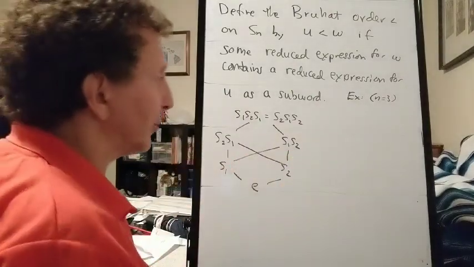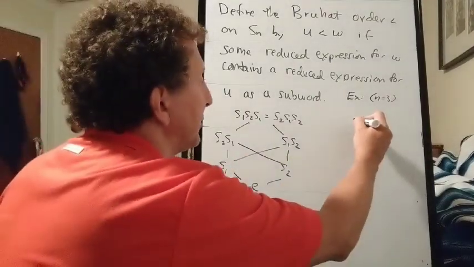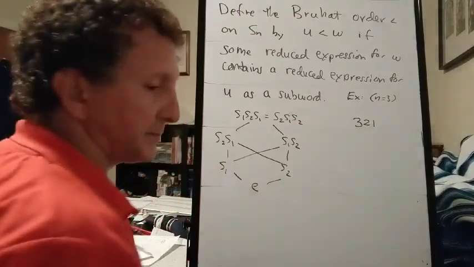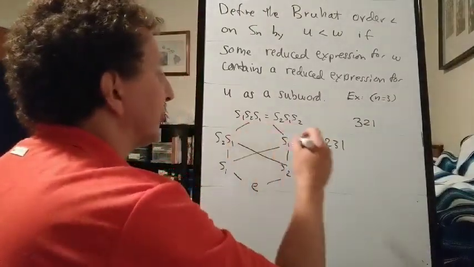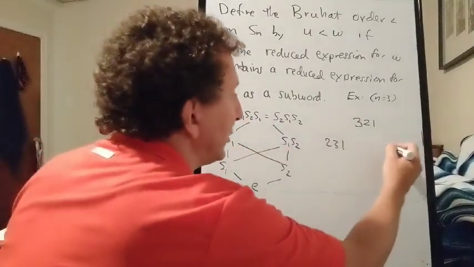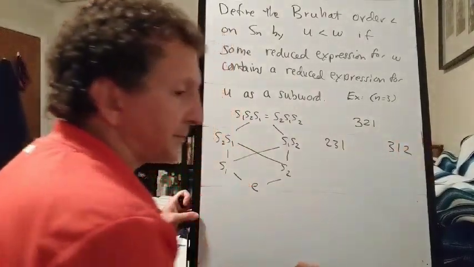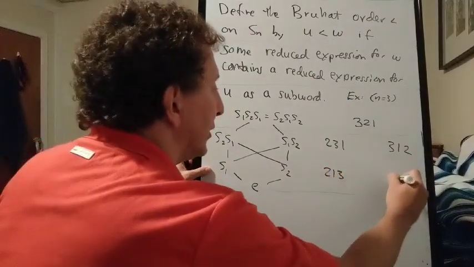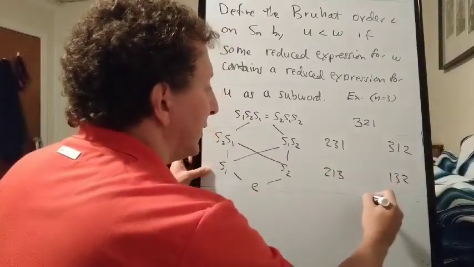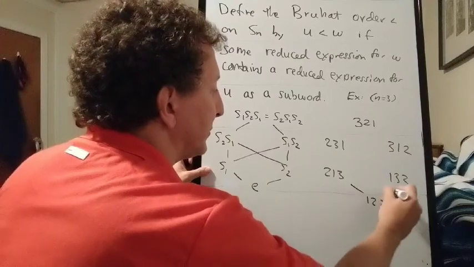Let me write this again with one line notation. So the permutation on top is 3, 2, 1. And then we have 2, 3, 1 on the left and 3, 1, 2 on the right. Then 2, 1, 3, 1, 3, 2, and 1, 2, 3 on the bottom.